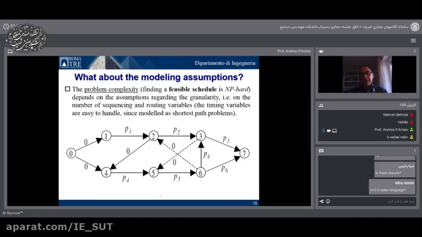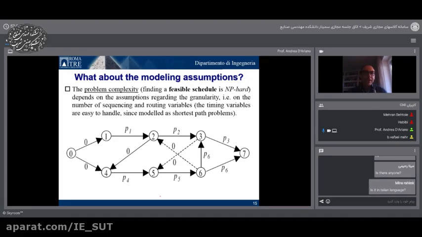So problem complexity is basically connected to granularity. As it has been demonstrated by Mascis and Pacciarelli, the two who invented this alternative graph model, a problem with a few trains, already with 3 trains and blocking constraints, is an NP-hard problem. So finding a feasible solution might be NP-hard.